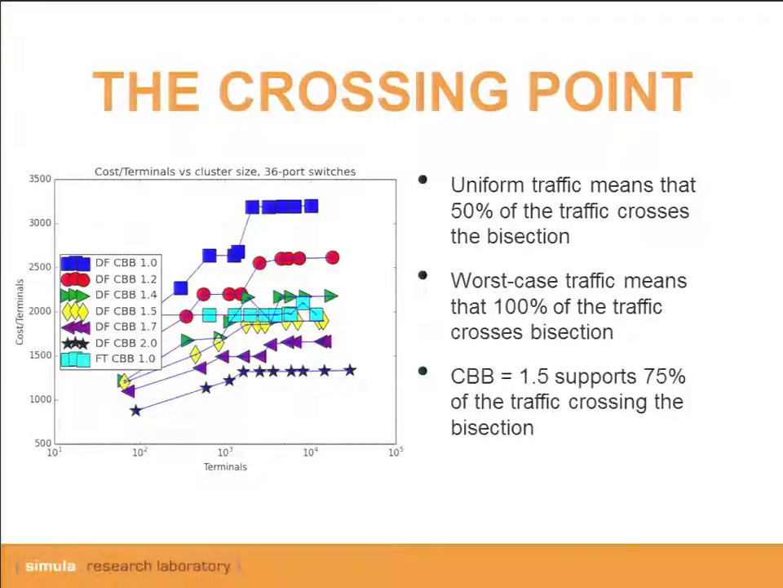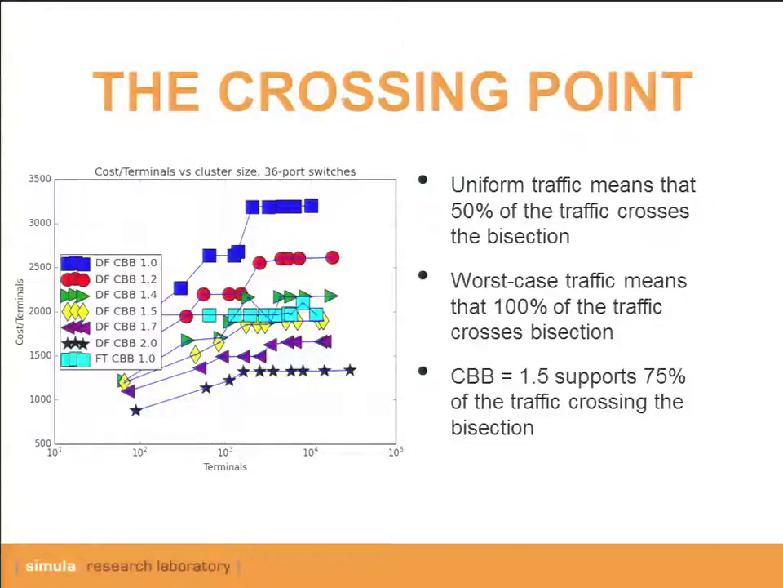So perhaps the fair comparison is the regular factory, as it's always been designed, with the Dragonfly as it always has been designed. And this is what we're trying to do here. So the square boxes are the cost per terminal for a factory. It's quite stable at around $2,000 per terminal.